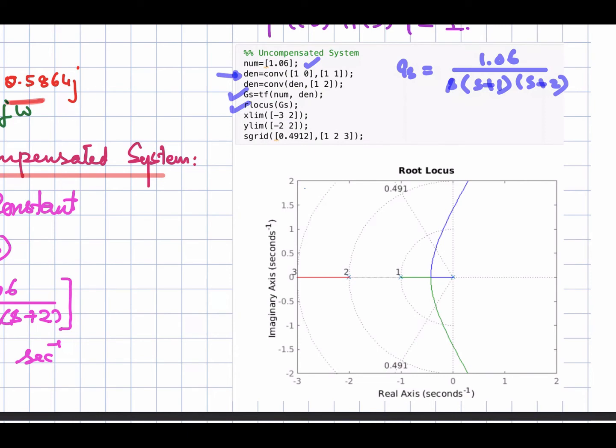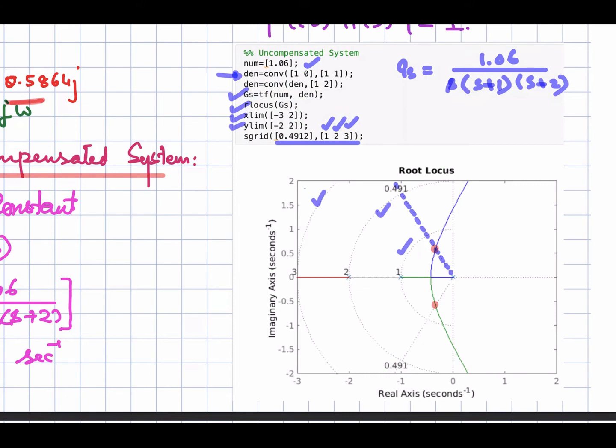And then we define this transfer function and sketch the root locus of the system. These are the instructions to limit the x-axis and the y-axis, and this is for the plot of the zeta line. Here we have plotted the zeta line 0.4912, right, at omega n equal to 1, 2 and 3. Here you can see those circles. Omega n is equal to 1, 2 and this is for 3. So at this line your root locus is intersected at this position, right?